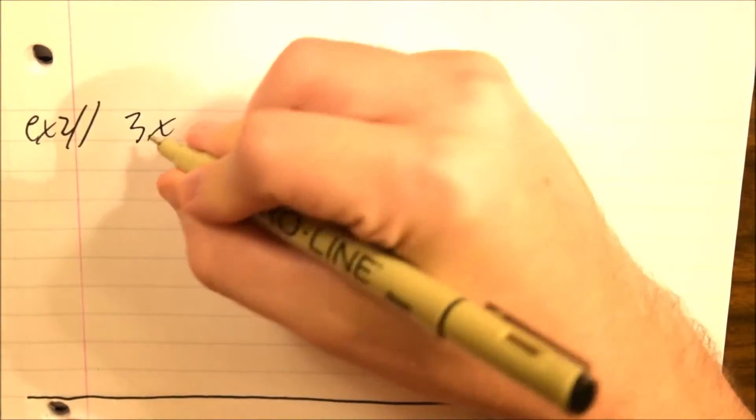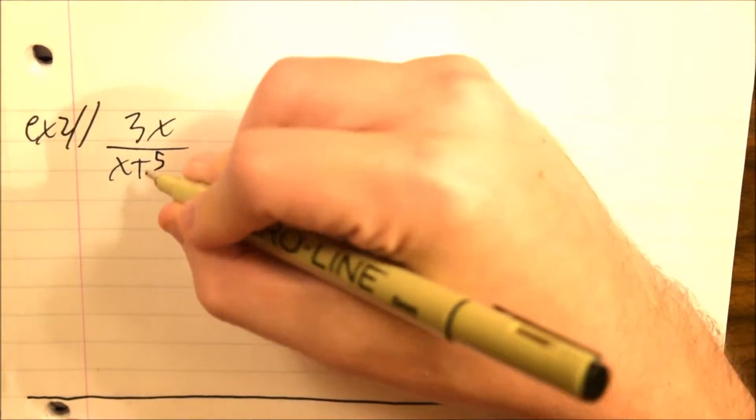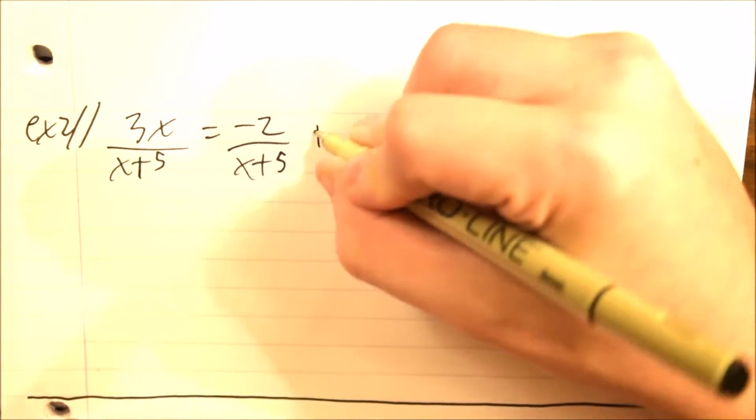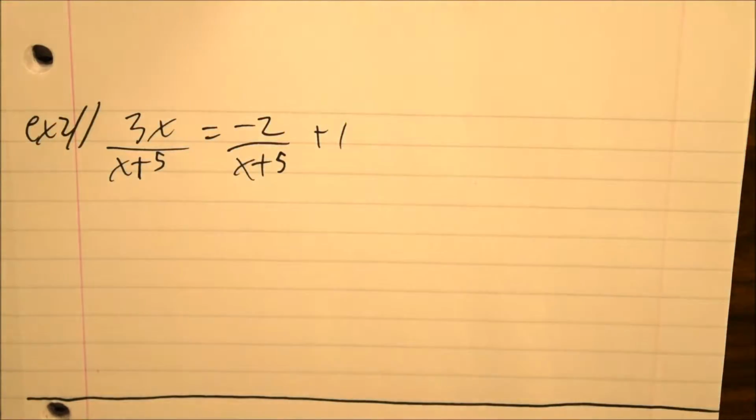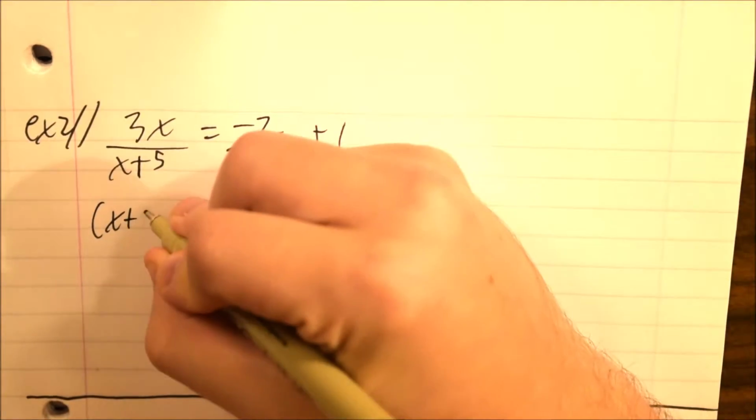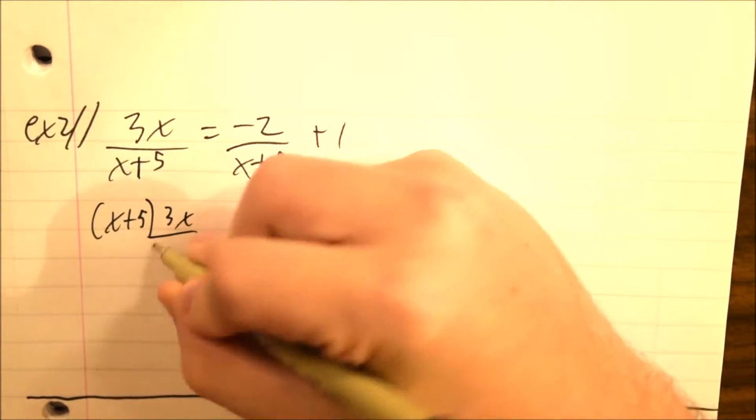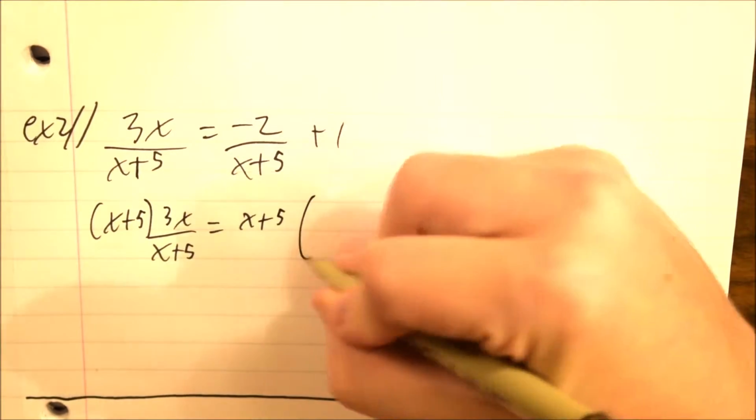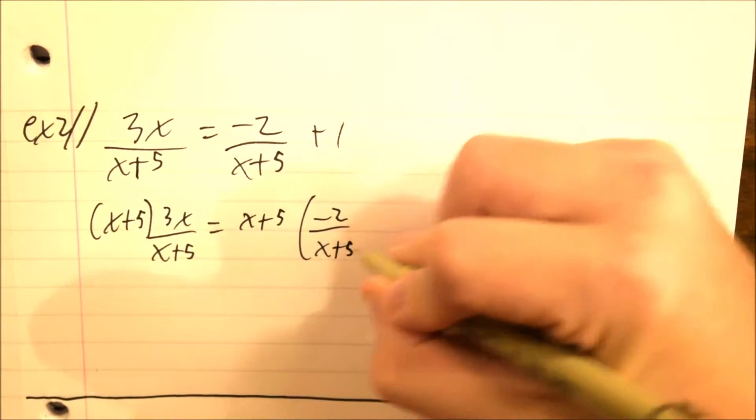Let's look at 3x over x plus 5 equals negative 2 over x plus 5 plus 1. Now this is a rational equation because I have x plus 5 in the denominator, so I want to get rid of it, and the way I'm going to do that is I'm going to multiply both sides of the equation by x plus 5. So I'll end up getting something that looks like this: x plus 5 times 3x over x plus 5 equals x plus 5 times the entire right-hand side.